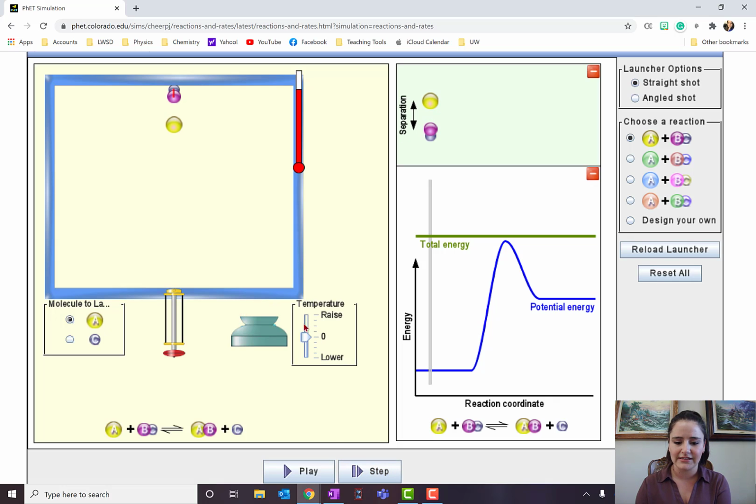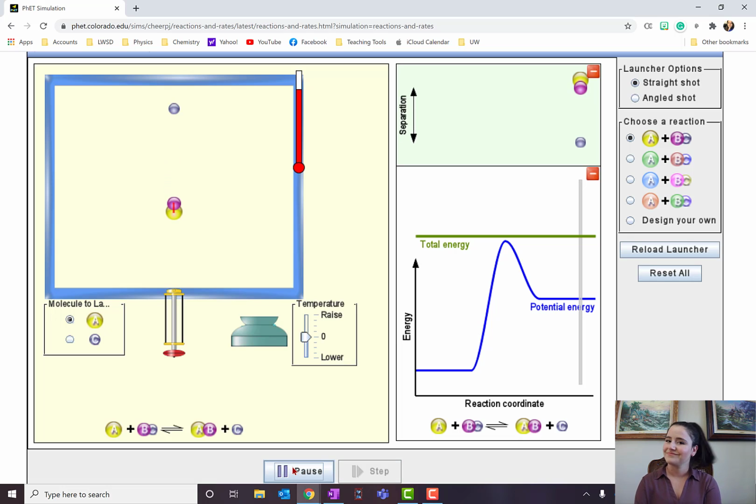If I raise up that temperature, give it a little bit more energy in, we should be able to get it. There we go. Okay, cool.